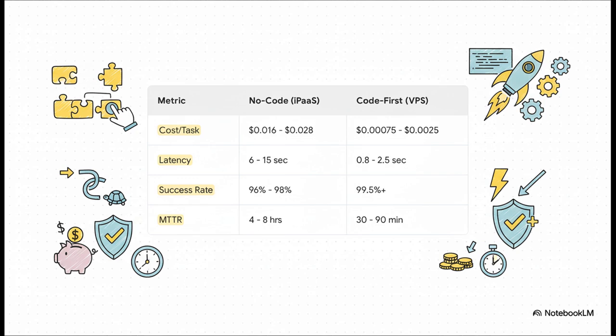Then look at latency. You go from maybe 15 seconds down to under 3. That is a game changer for user experience. Your success rate jumps up into the high 9s, which means way fewer panicked calls from clients. And my personal favorite, MTTR, mean time to resolution. When something breaks, you can fix it in minutes, not hours, because you have full control and can see everything.